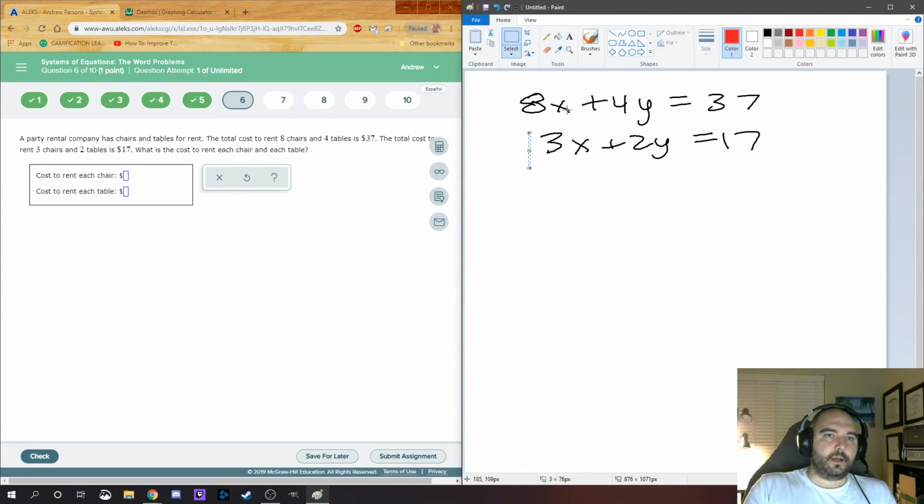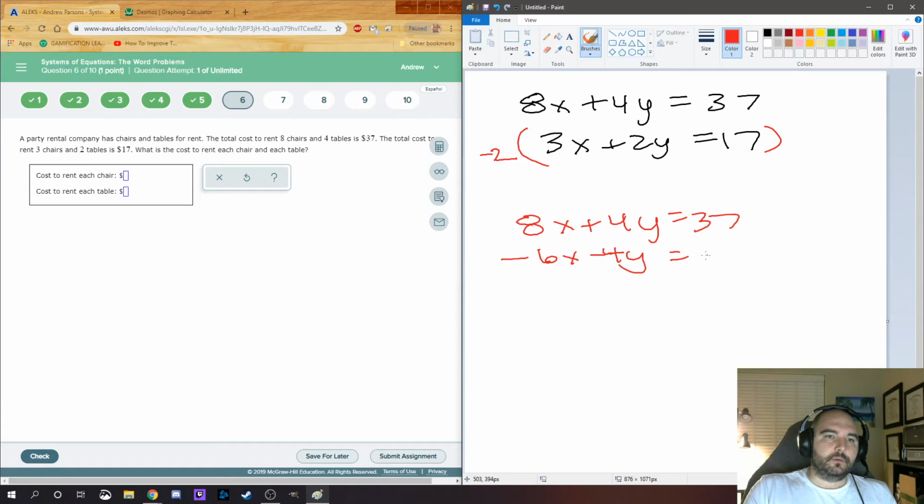I'm going to multiply the bottom row by -2. If you're wondering why I'm doing -2, it's not to cancel 8 with 3. Some people like to cancel x every time. I guess that's okay. It might be more work if you do it that way. I'm thinking about y. Look at 4y, and 2 times -2 will make -4. So that'll cancel out real nice. So 8x and 4y equals 37. -6x minus 4y equals -34.